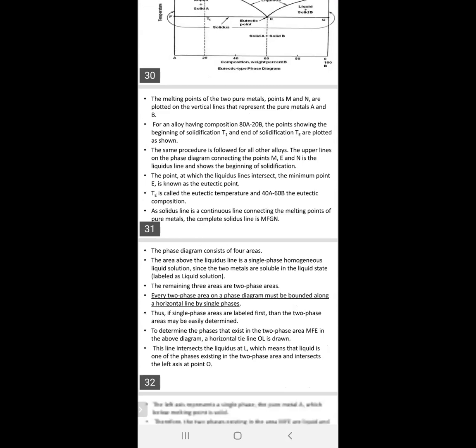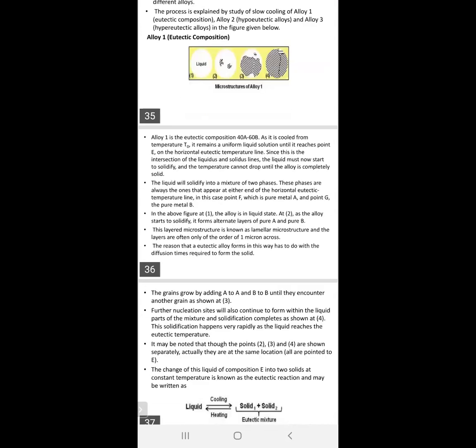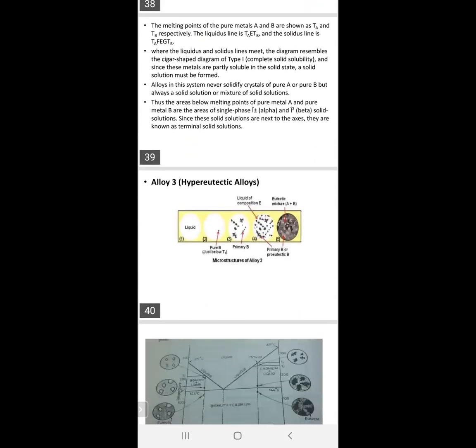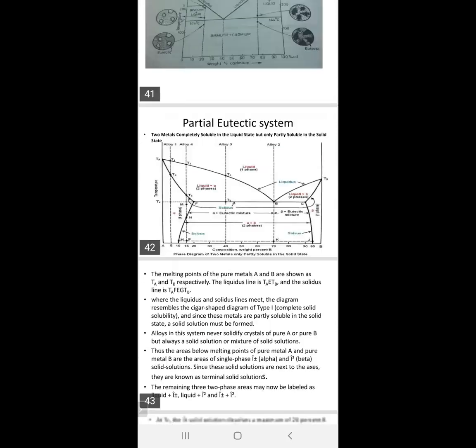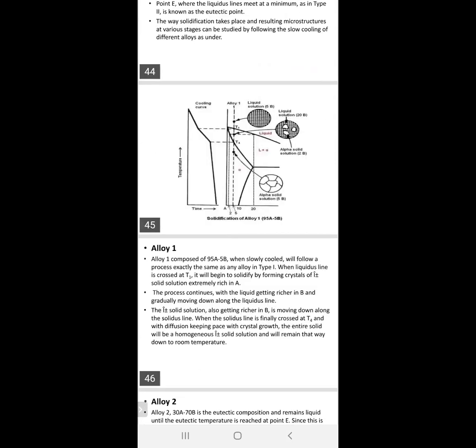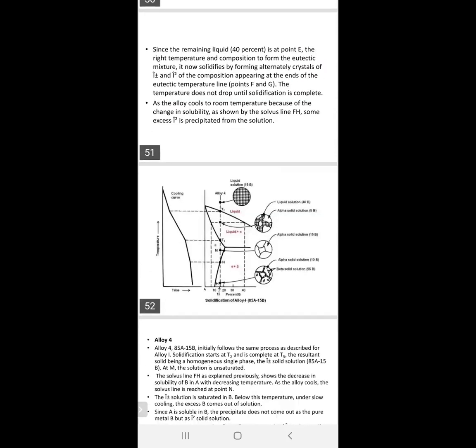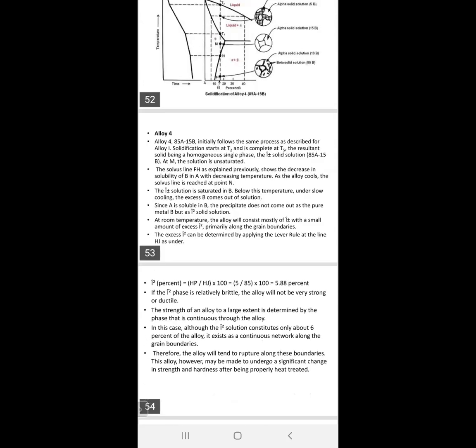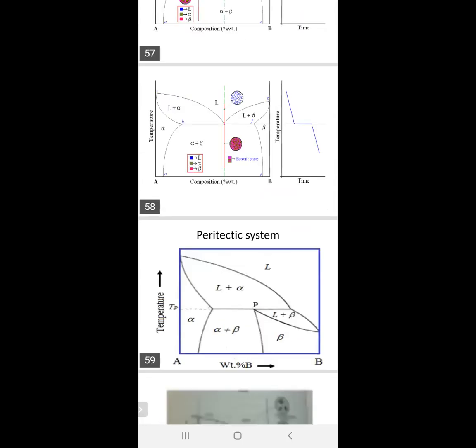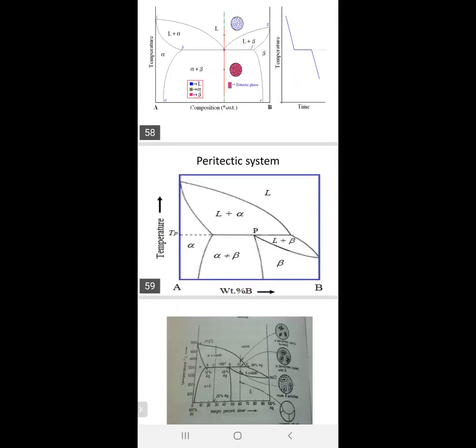Already I have finished all the phase systems. Partial eutectic also we discussed in the last class. Now I am going to discuss the peritectic.